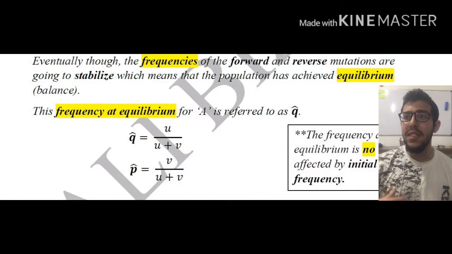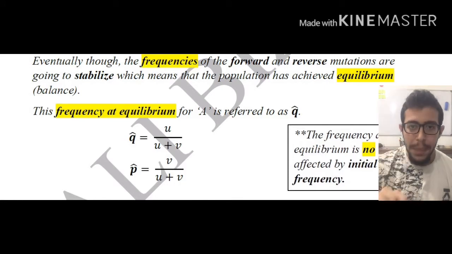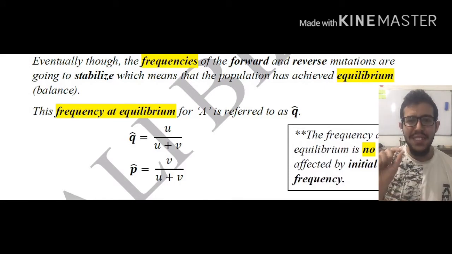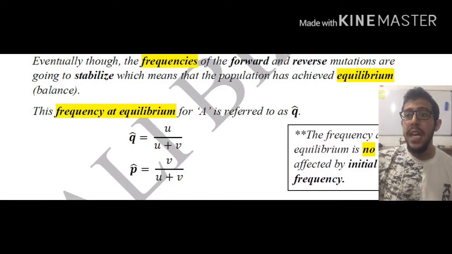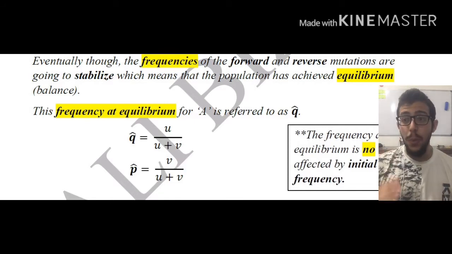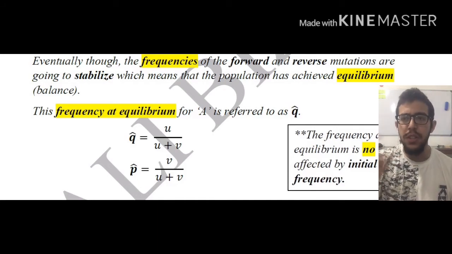Eventually, though, the frequencies of the forward and the reverse mutations are going to be stabilizing, which means that the population has achieved equilibrium. By the way, just a side note here: it is going to take ages and ages and ages to reach this equilibrium, but this is going to be spoken about in a later video.